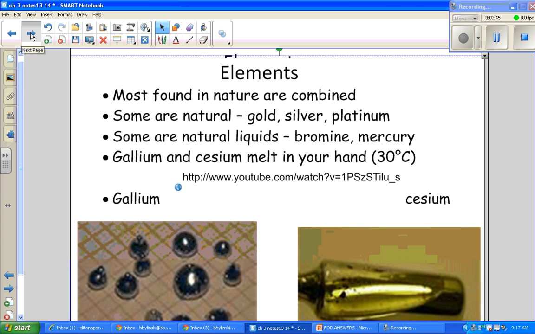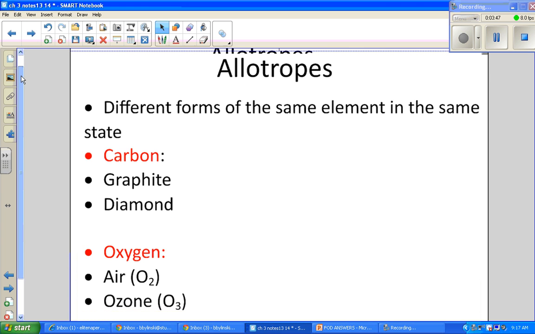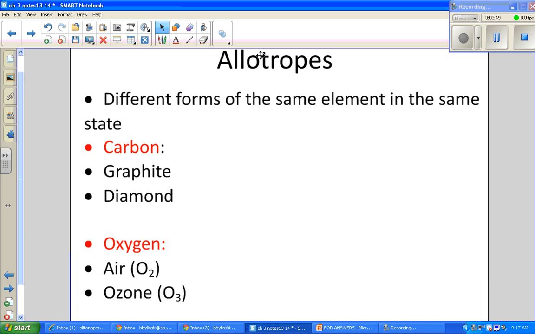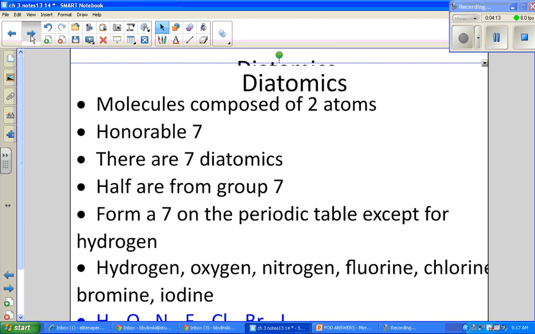It's pretty cool. Okay, now here's an odd word. This is called allotrope. So just check out these two elements. It's the same element, but in a different form. So check out carbon. You have graphite, which is in your pencils, and yet it's also diamond, and it's also coal. And then how about oxygen? It's in the air that you breathe, but also the ozone layer that protects you from the sun's UV. So allotrope, different forms of the same element.